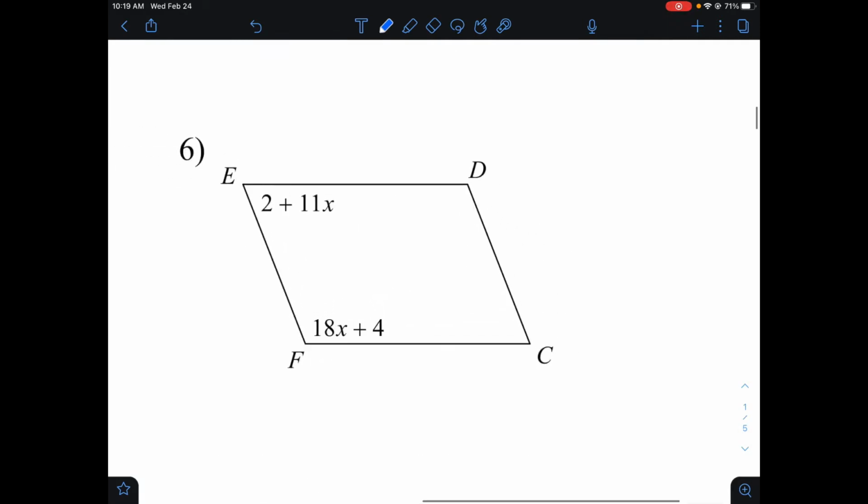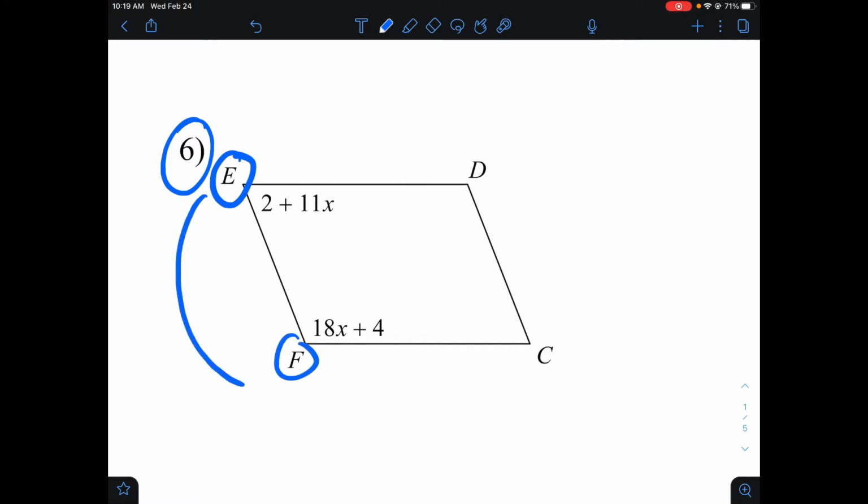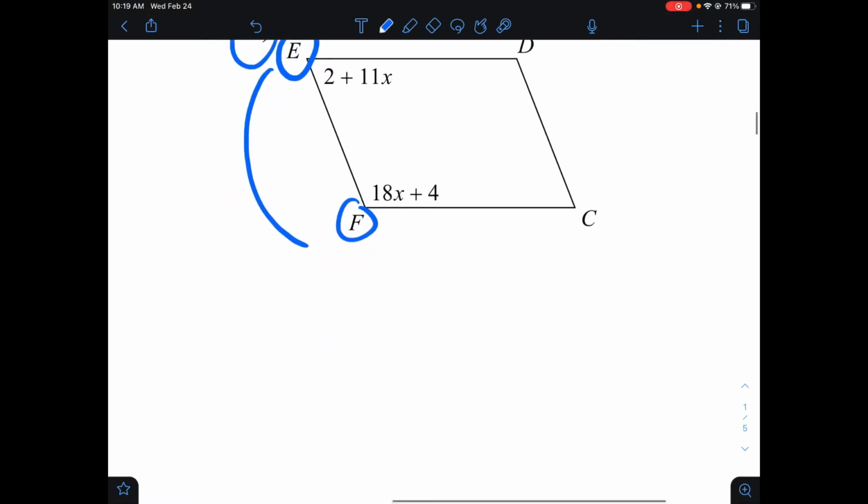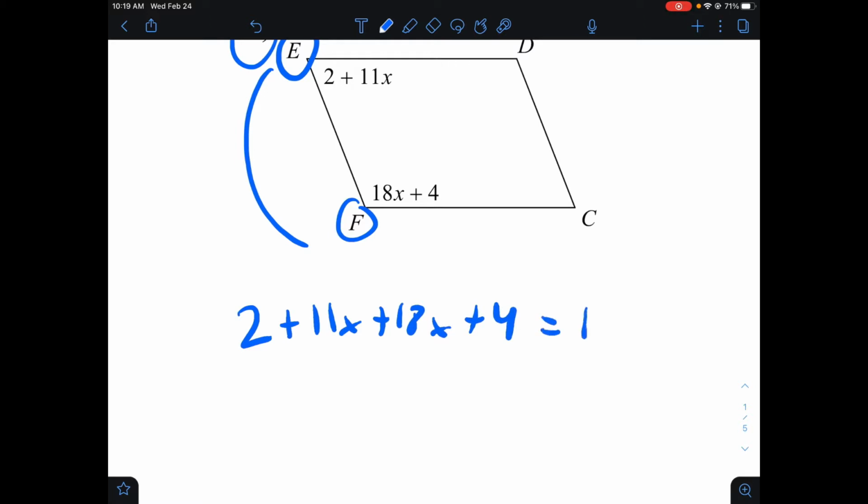Now, we're going to go ahead and skip on over to number 6. Number 6 is very similar, right? Again, we have two consecutive angles. The consecutive angles are supplementary. So what we can do is add them up and set them equal to 180. So we're going to say 2 plus 11x plus 18x plus 4 equals 180.